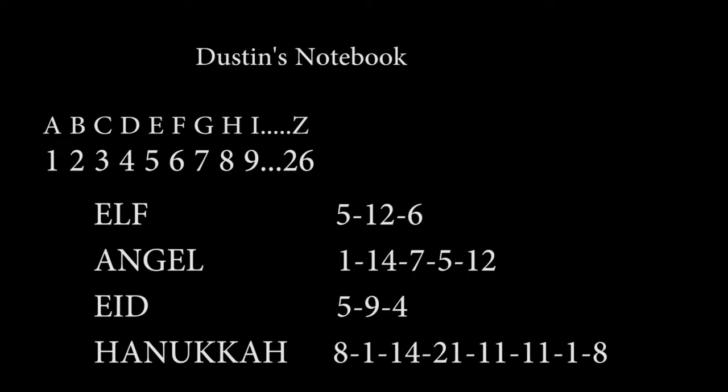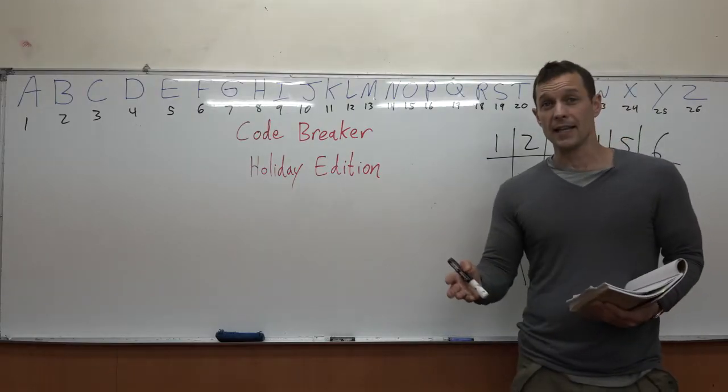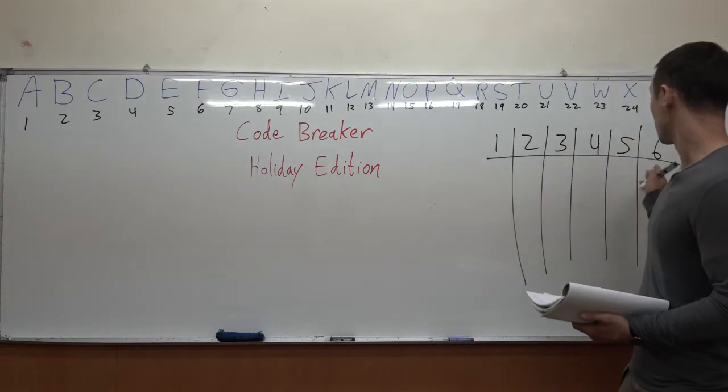Okay, as you can see in my notebook, I write down the alphabet and then I write down a number underneath each letter of it. Then I decide which words I want to review with the students. I write down that word and then I write out the corresponding numbers for each letter of that word, and that becomes the code.